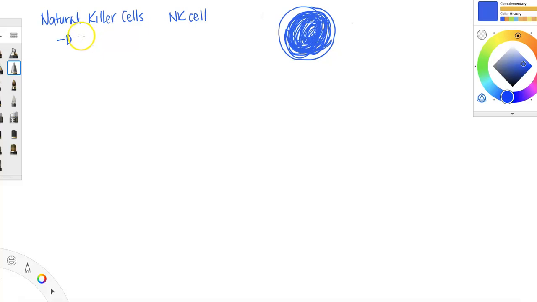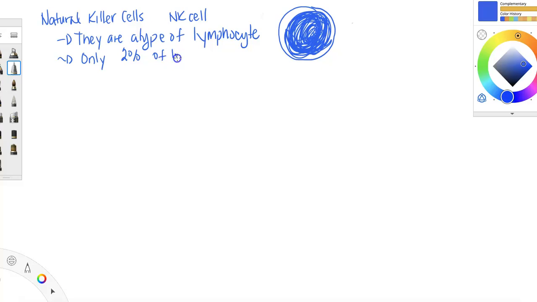So again, they are a type of lymphocyte, but they're part of the innate immune system. They are not part of the adaptive immune system. Only about 2% of lymphocytes are natural killer cells, okay?